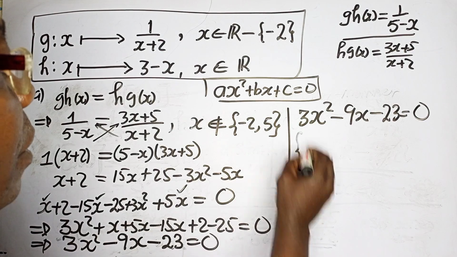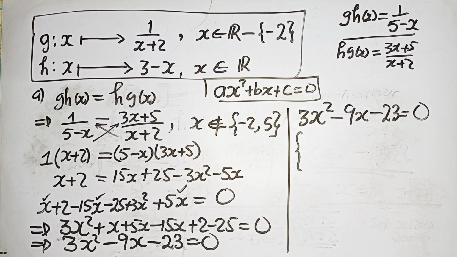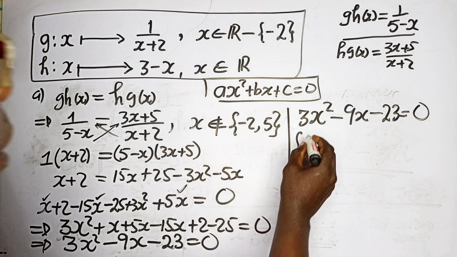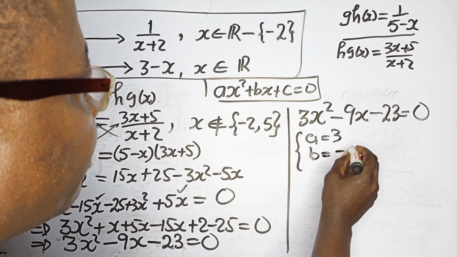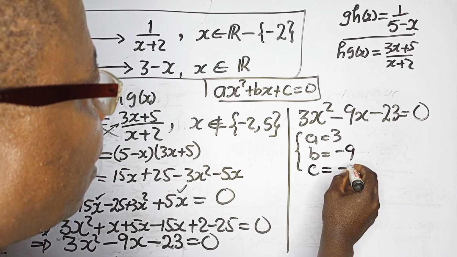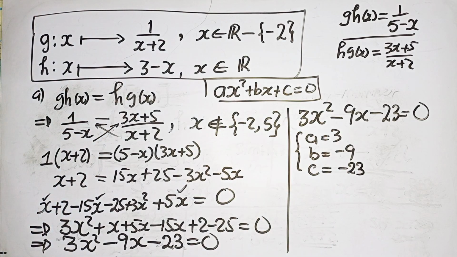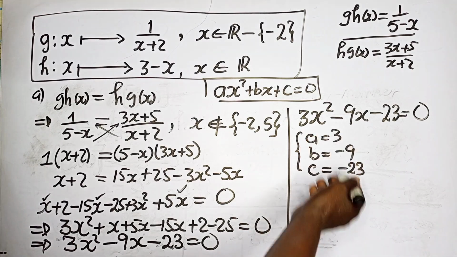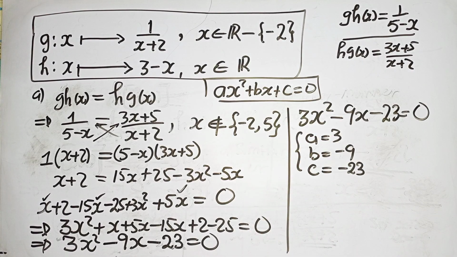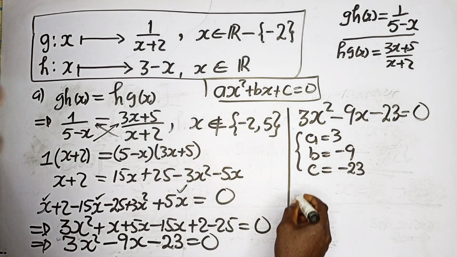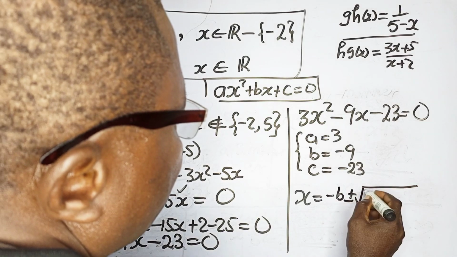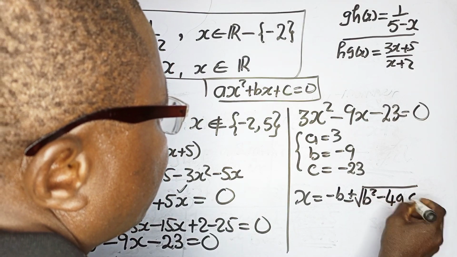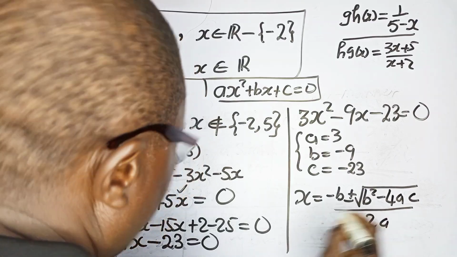Now, if we collect our coefficients carefully in order to implement the quadratic formula, a is the coefficient of the leading term, 3. b is the coefficient of the x term, negative 9. c is the constant term, negative 23. We should be very, very careful with these coefficients. If we make a mistake at this level, then what we will obtain finally will be a very, very wrong answer. Now, applying the quadratic formula, x equals minus b plus or minus the root of b squared minus 4ac, all of that divided by 2a.